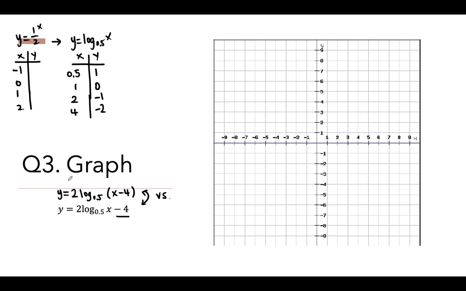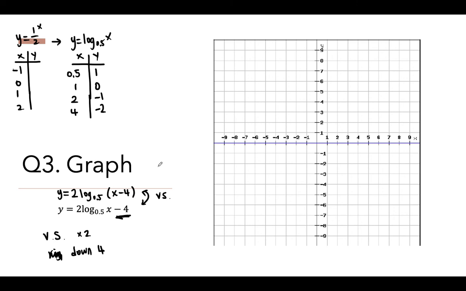Now, let's state all the transformations. So it looks like we have a vertical stretch by a factor of 2. And then we are moving right. Oh no, we're not moving right. We're moving down 4. Okay, so why don't we do step by step this time?